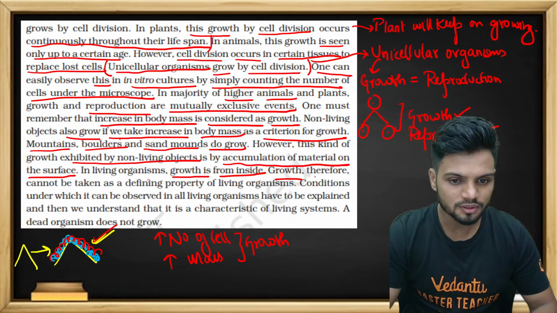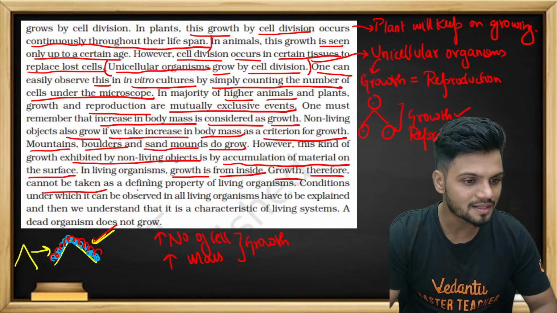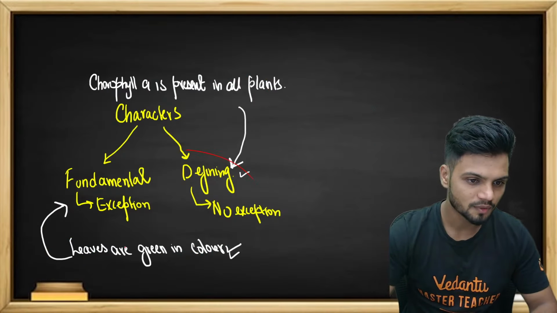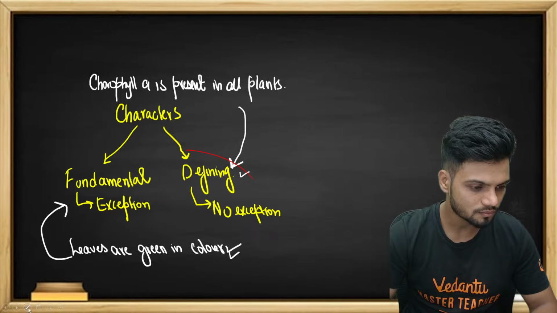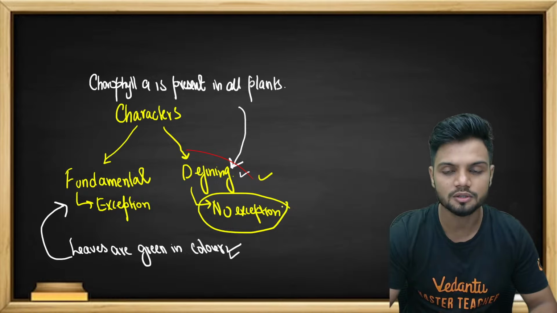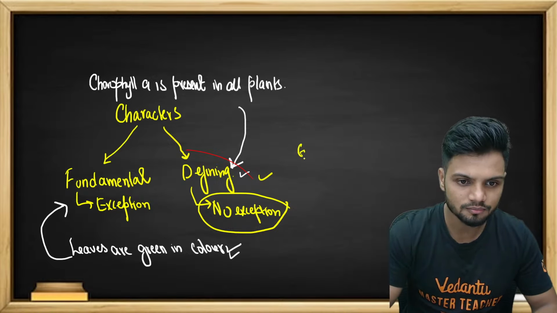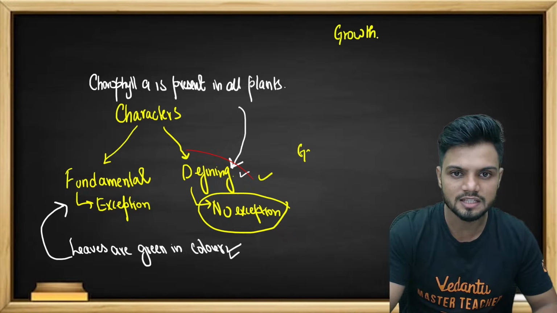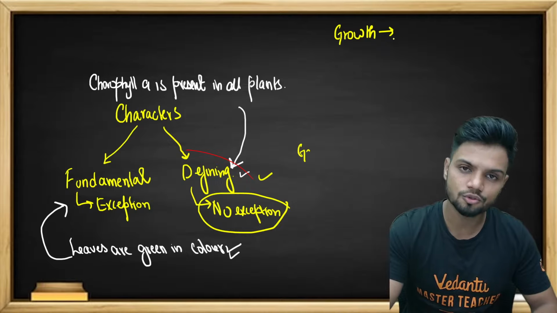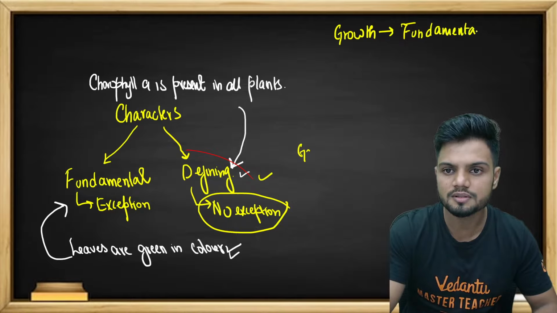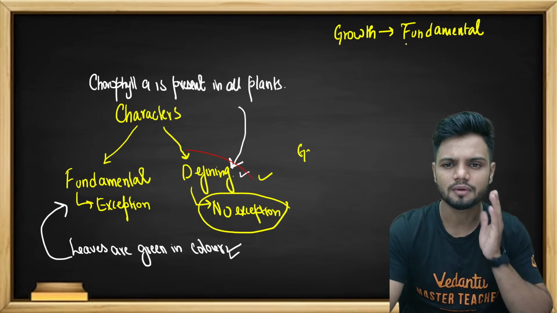Now, growth, therefore, cannot be taken as a defining property of living organisms. Why, students? Because a defining property should not have any exception, no exception. But for growth, do we have an exception? Yes. For growth, there is an exception because non-living things will also show growth. So growth can be called a fundamental character. It is a fundamental character. Why? Because there is an exception. Because there is an exception, I will call it fundamental.